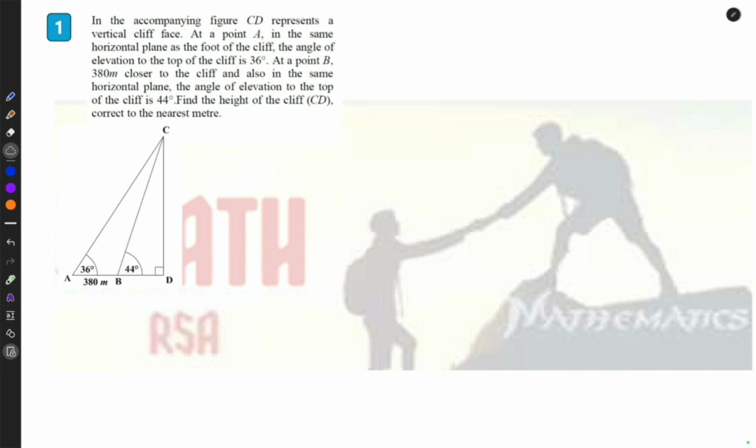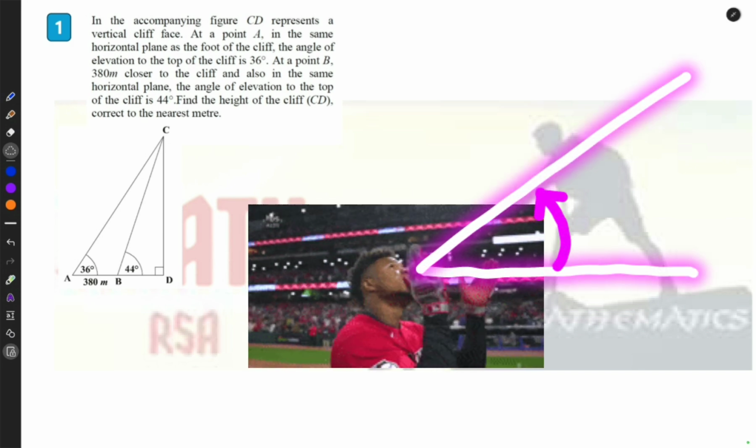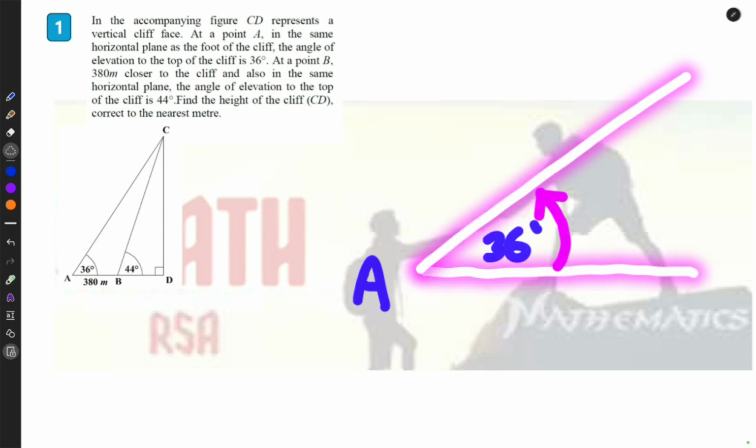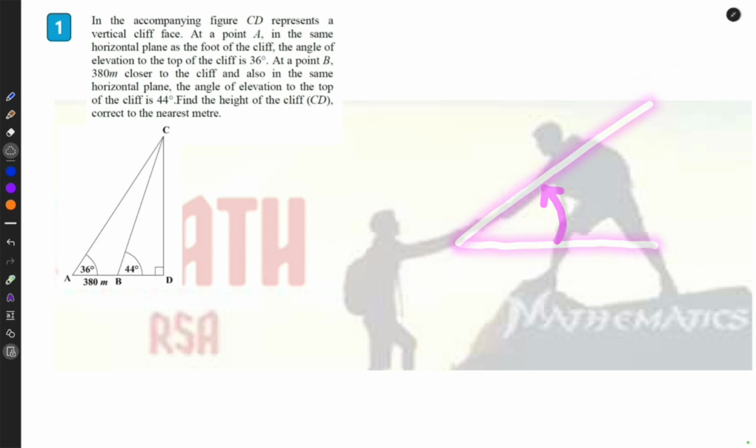Okay, so let's stop there for a moment. If they tell you something about the angle of elevation, please always remember you are standing on the ground and you are looking up at something high. So point A is where a bystander is standing, and they need to tilt their head backwards 36 degrees to see the top of this cliff. That's why it's called the angle of elevation, because you're looking up.